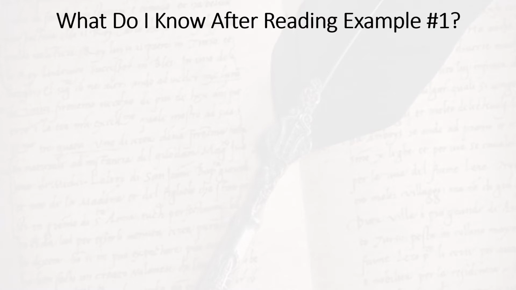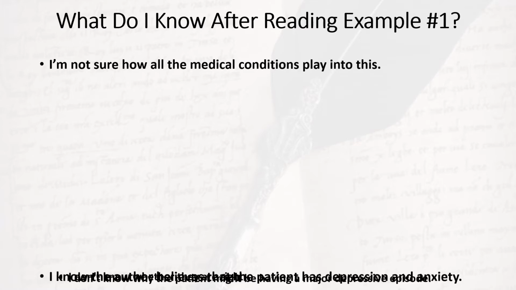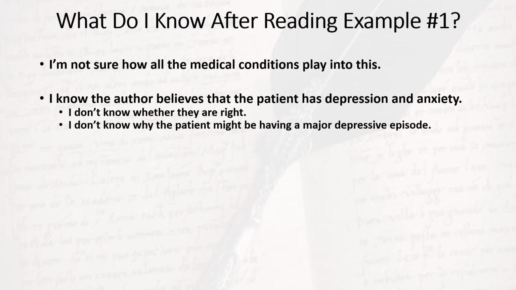So here's what I know after reading through example number 1. I know she's got a whole bunch of medical conditions, but I'm not really sure how they play into her depression, for which I'm trying to treat her. I know that the author believes that the patient has depression and anxiety because it says patient depressed and anxious. I don't know whether the patient actually does have depression and anxiety, and I also don't know why the patient is having depression. What is the underlying etiology of the depression?